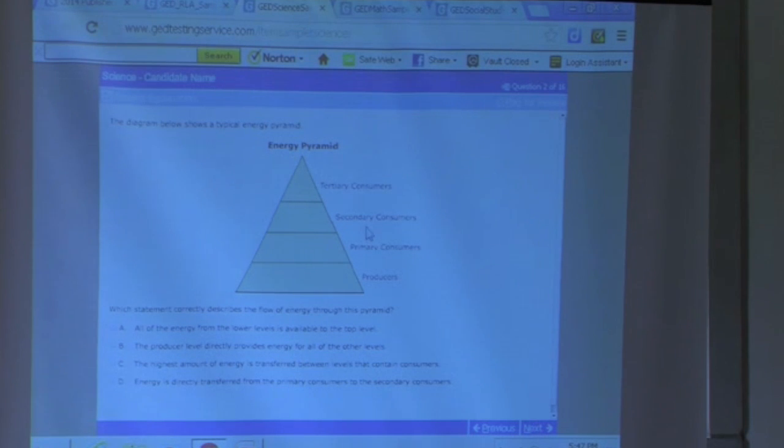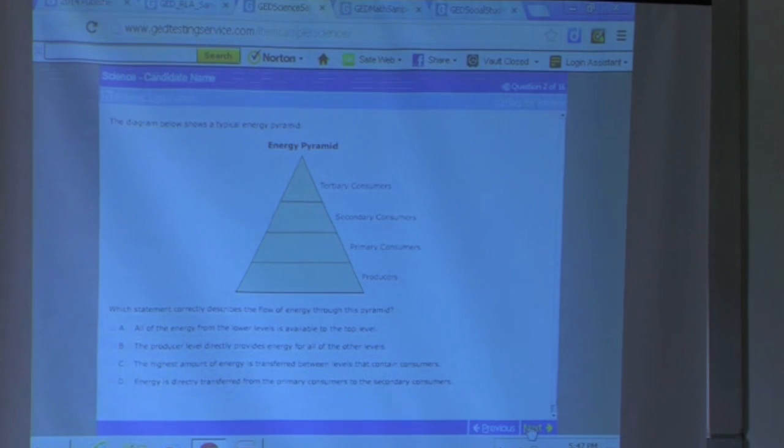This is the energy pyramid: tertiary consumers, secondary consumers, primary consumers, and producers. Which statement correctly describes the flow of energy through this pyramid? All of the energy from the lower levels is available to the top level. The producer level directly provides energy for all of the other levels. The highest amount of energy is transferred between levels that contain consumers. Energy is directly transferred from the primary consumers to the secondary consumers.